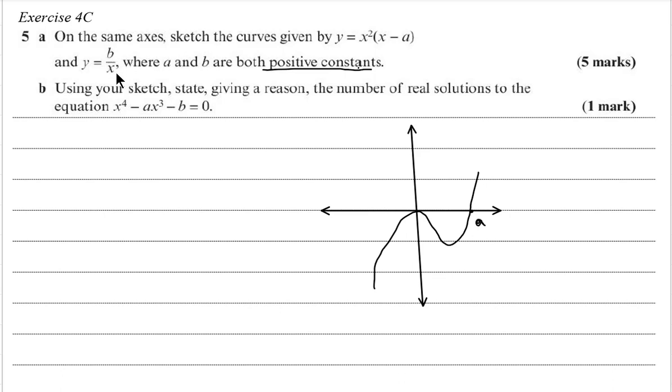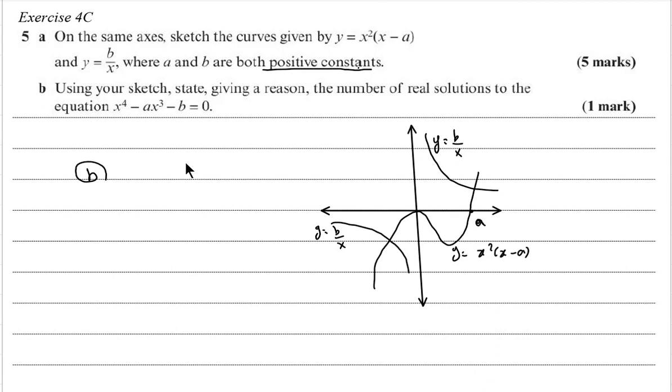Then to sketch the graph of b over x, it's a reciprocal function. x here is to the power 1, so we have two curves, one in the first quadrant and the second in the third quadrant, like this. In these cases, we prefer to label the graphs: y equals b over x here, also here y equals b over x, and for this graph we can write y equals x squared times (x minus a).